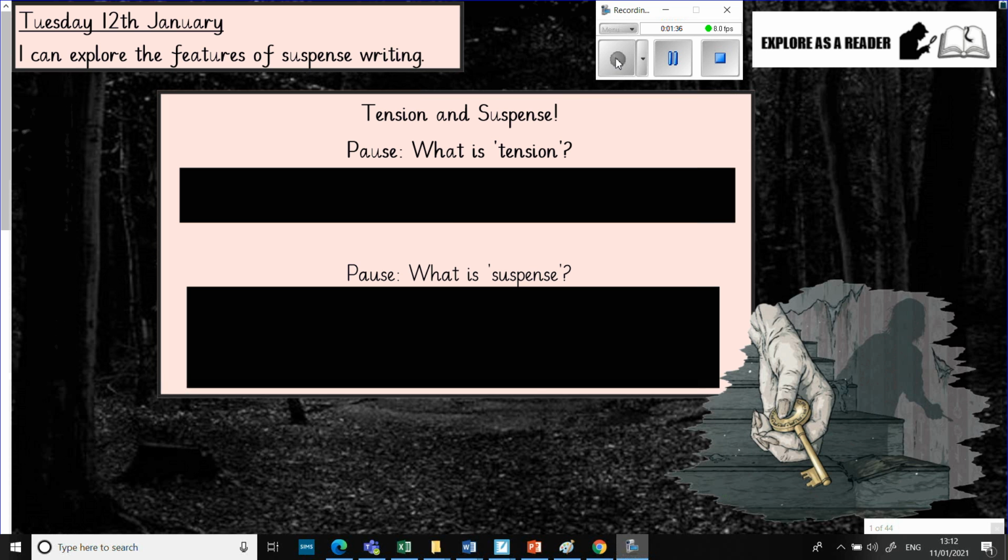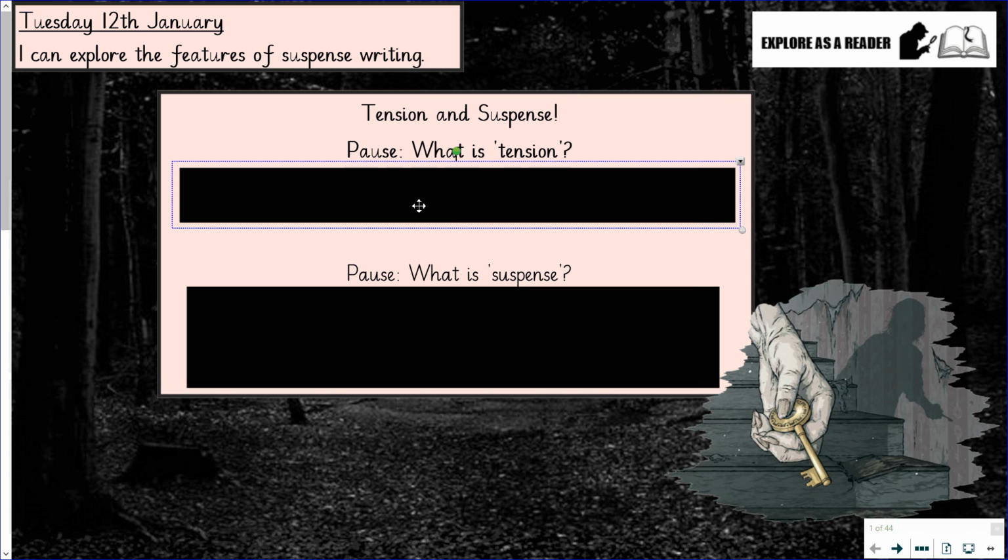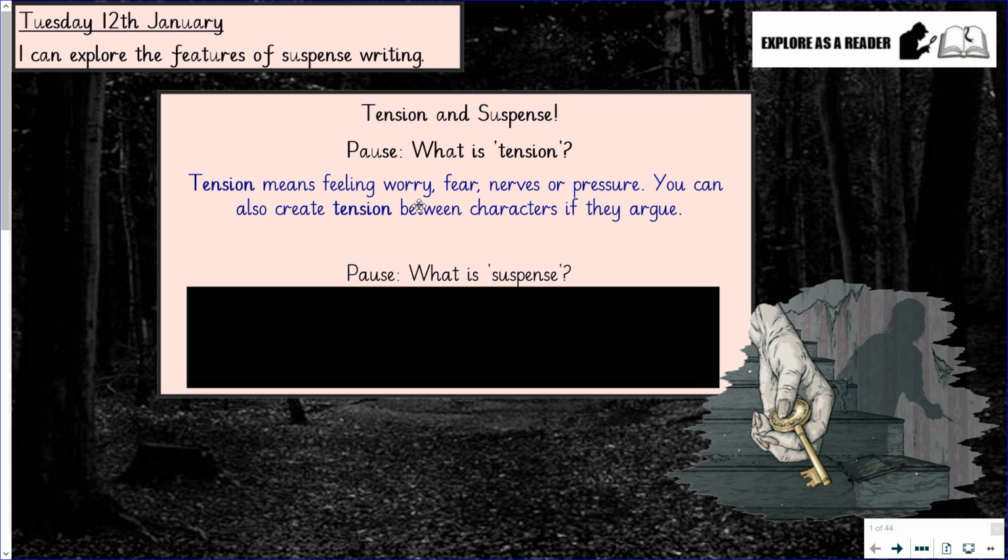Okay, so what do you think tension is? When we think about writing, tension means feeling worry, fear, nerves, or pressure. You can also create tension between characters if they argue. So when we're talking about tension in writing, what we want to do is create a little bit of worry and a little bit of fear or pressure in our writing. Second question, again, you can pause the video and note down your answer in your book. What do you think we mean by suspense? Pause the video now, have a go.